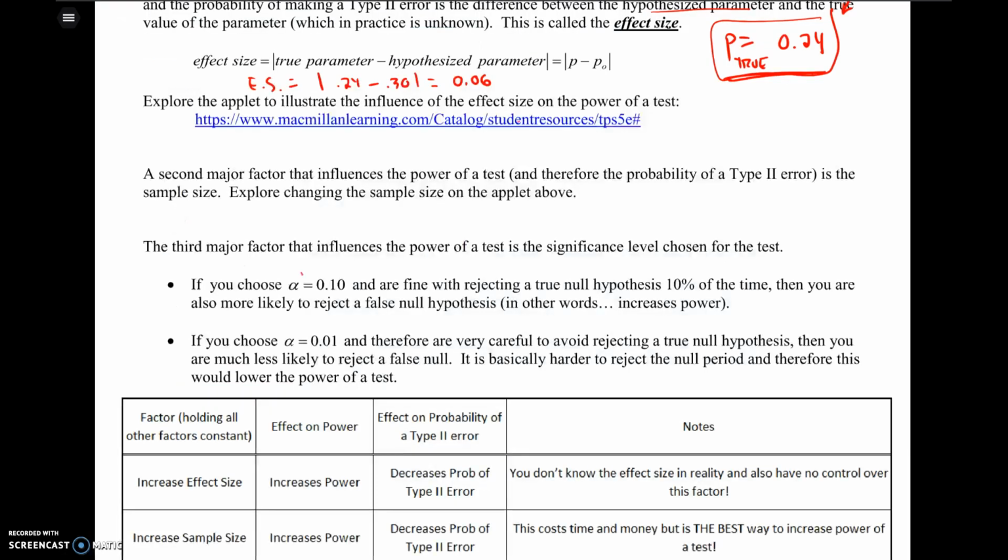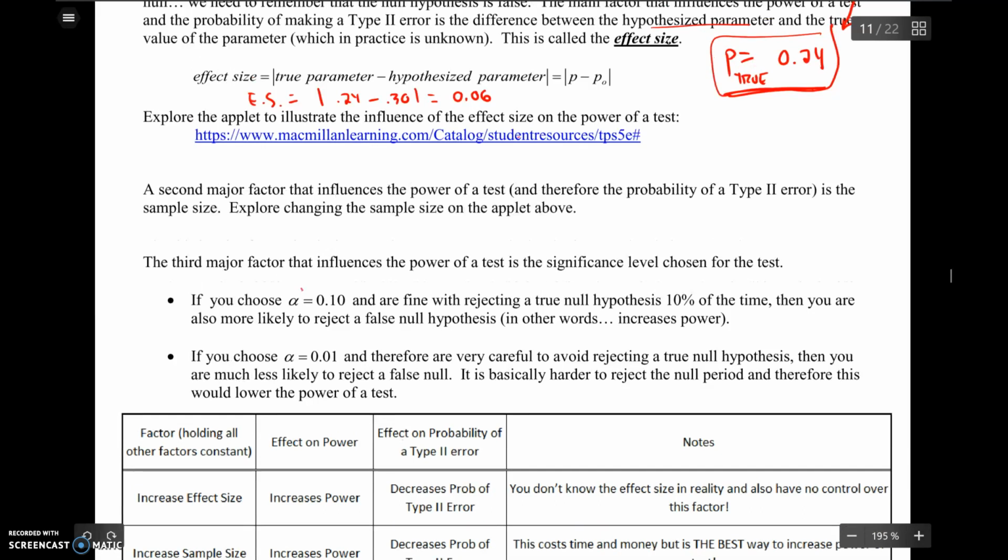And that should kind of make sense. If the null value is p equals 0.301, and the true value that you're sampling from is 0.29, now you should reject because they're different. But when you get a sample, you're going to get a sample that's probably like 0.28 or 0.29 or 0.30, and there's a good chance that you will not reject because it's close.